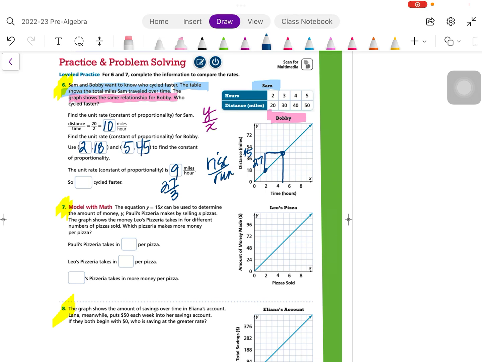Okay, so let's see, if Sam is traveling at 10 miles per hour and Bobby is traveling at 9 miles per hour, it looks like Sam is traveling at a faster rate.